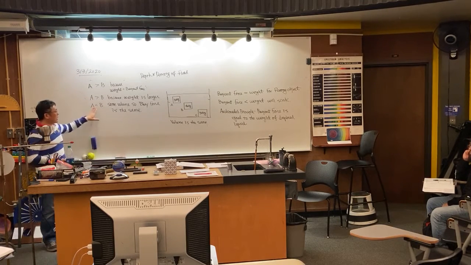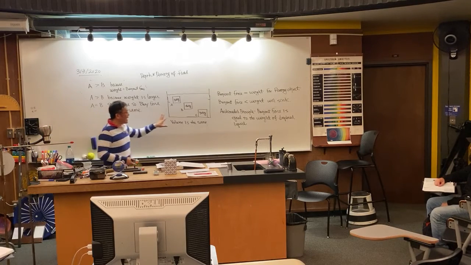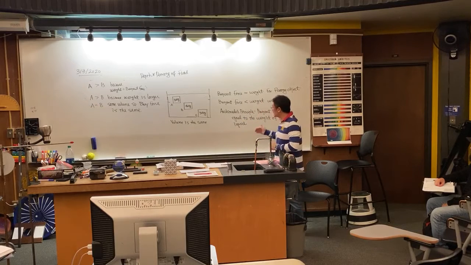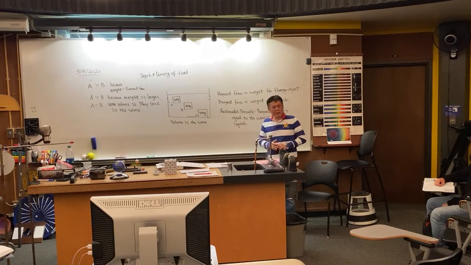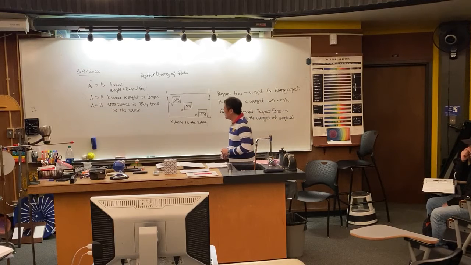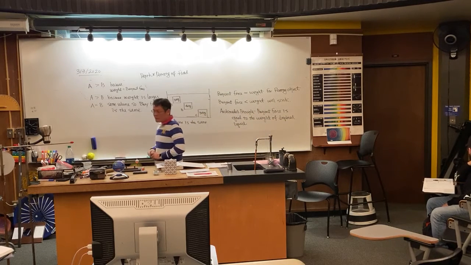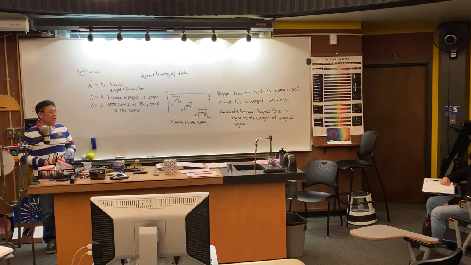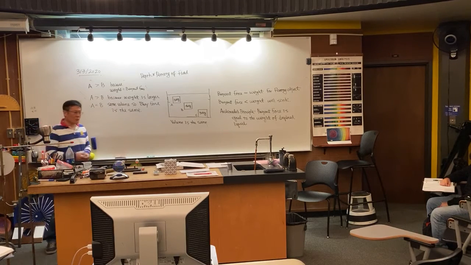And so if they have the same volume, based on Archimedes' principle, they should have the same buoyant force. Okay, they should have the same buoyant force. But what happens if one is more weight and one is less weight? What does that tell you, the more weight and less weight means?